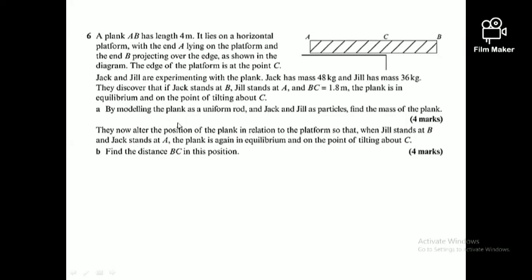Okay. By modeling the plank as a uniform rod, if it is a uniform rod, the center of gravity works at the midpoint of AB, that is 2 meters. And Jack and Jill as particles, therefore you can mark the forces exactly from one point. That is the assumption we make when the objects are particles. Find the mass of the plank. We don't know the mass of the plank over here, right?